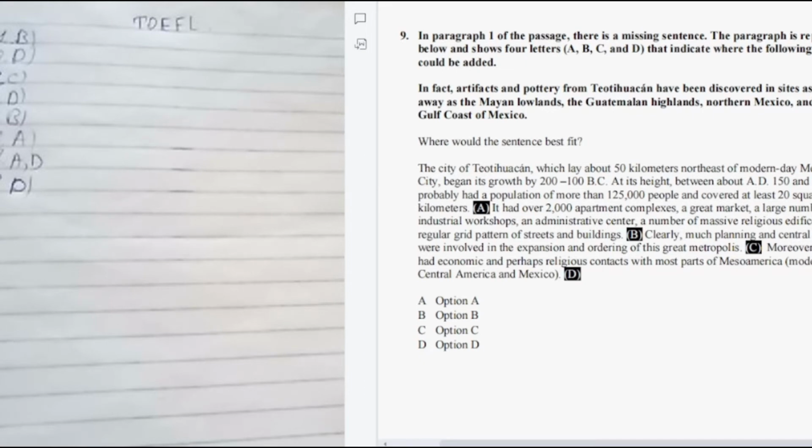Let's go to complex and the regular grid pattern of streets. In fact, artifacts and pottery from Teotihuacan have been discovered in sites as far away. Furthermore, planning and central control were involved in the expansion and ordering of this great metropolis. Moreover, the city had economic, perhaps religious, contacts with most parts of modern Central America and Mexico. I think that the correct answer option is D.